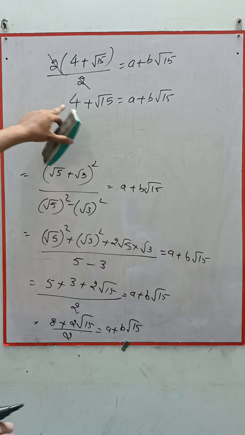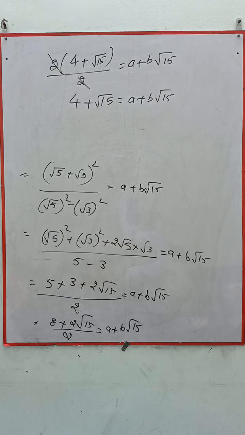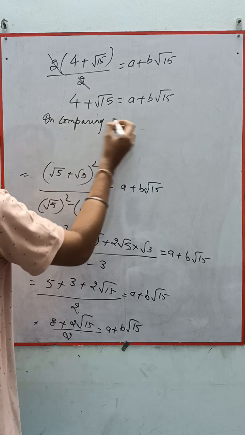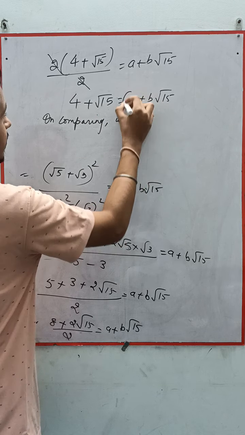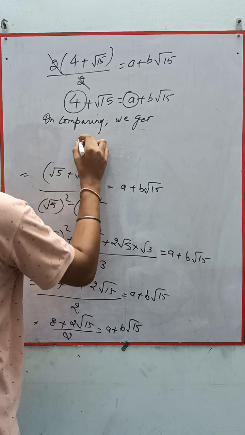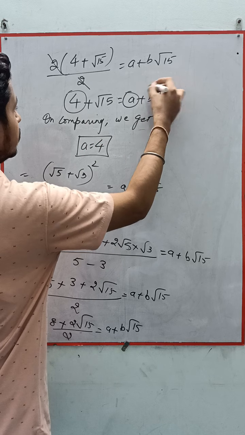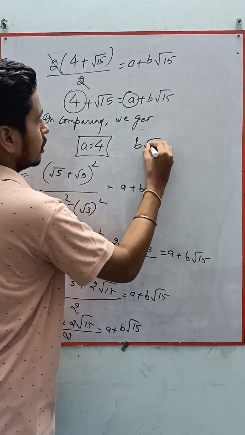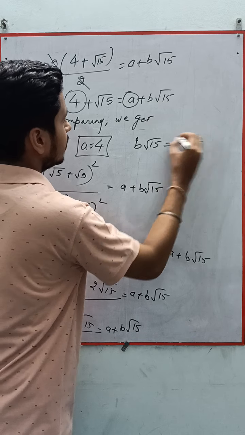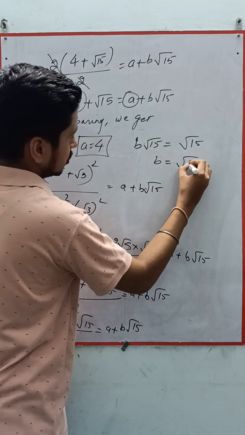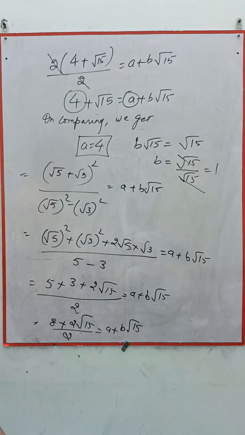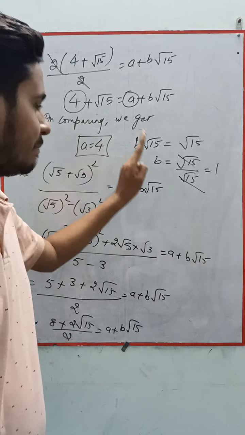Now after this, what you have to do is compare the quantities. What type of comparison do we have to do? Just see, on comparing we get a equal to 4, and can you see b root 15 equal to root 15? So you have to write b root 15 equal to root 15. Take this root 15 there. So root 15 upon root 15, your answer will be 1. So a is equal to 4 and b is equal to 1.